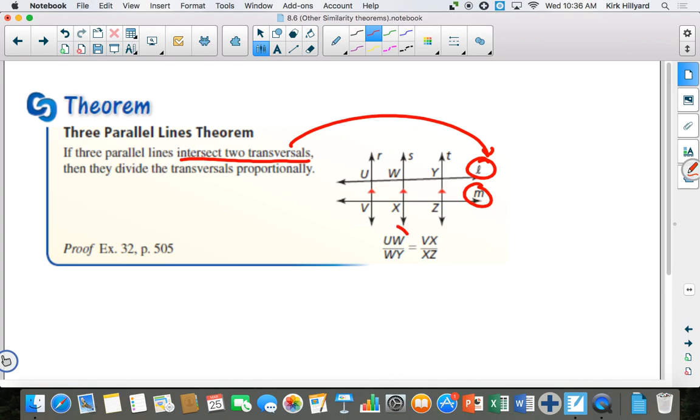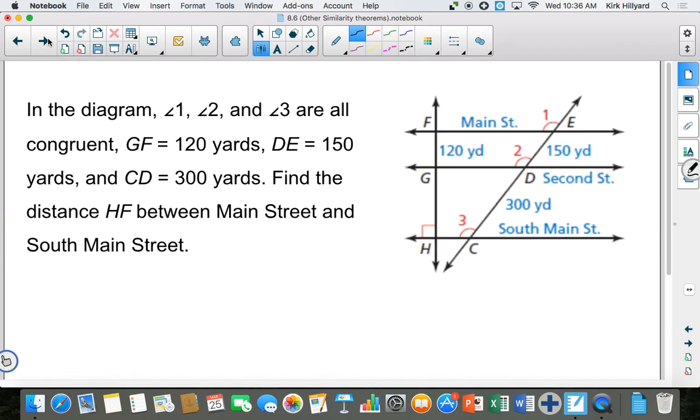Notice that these two right here are on the same transversal. So they're saying this length is proportionate to that length as that length is proportionate to this length here. And that's what they're setting up, and then you can cross multiply and divide and solve to figure out lengths and so forth. So we're going to do a couple examples here.